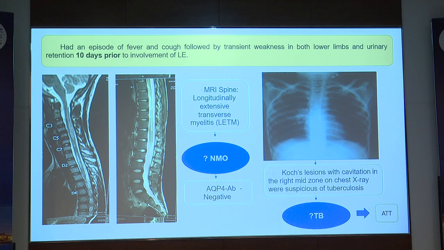So here we diagnosed the patient as NMO, but because aquaporin 4 antibodies were negative, we diagnosed him as spectrum disorder. But to our surprise, a Koch's lesion with cavitations was seen on the chest X-ray, which was suggestive of tuberculosis, and thus the patient was suspected to have tubercular optic neuritis as well. Other investigations were normal. The acute phase reactants like ESR were raised, and CSF had pleocytosis also. So we treated the patient as tubercular optic neuritis and started anti-tubercular treatment.